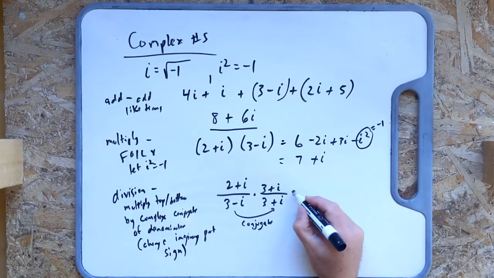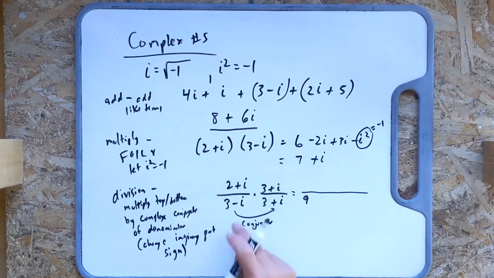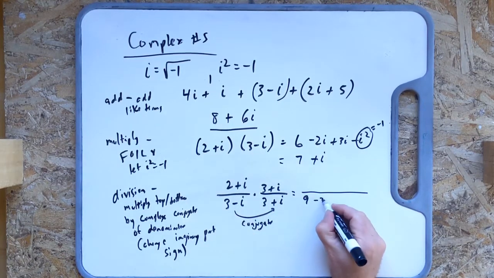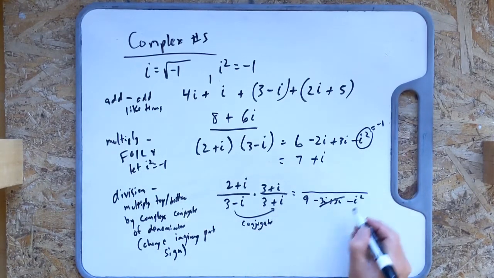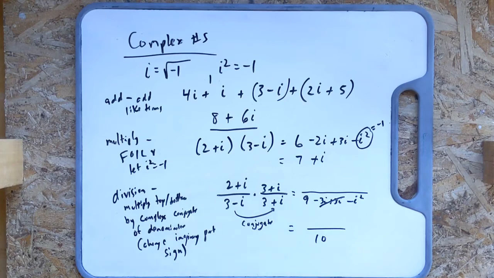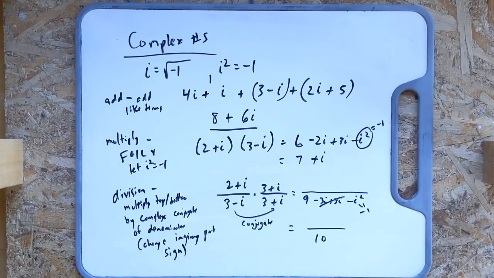Okay, the denominator, I will just take 3 times 3 is 9. Now you multiply out, just like I did in multiplication. Minus 3i plus 3i, which go away, and minus i squared. So the denominator just gives you 10. Remember, this i squared is -1, so it's minus -1, or plus 1.